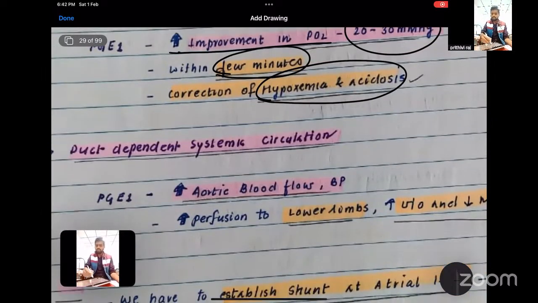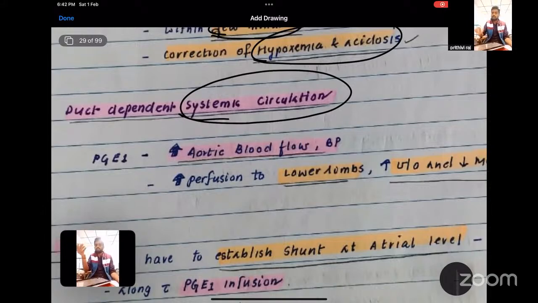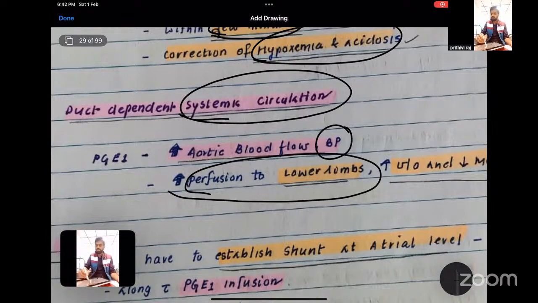In the case of duct-dependent systemic circulation, after giving prostaglandin, the aortic blood flow increases. As a result, the hypotension will be corrected and the BP will rise, and the perfusion to other organs will increase, so the lower limbs will get more blood, there is an increase in urine output, the metabolic acidemia decreases, and the child's sensorium will also improve. So all these indicate that by giving prostaglandin, the circulation has improved because you are keeping the ductus arteriosus patent.